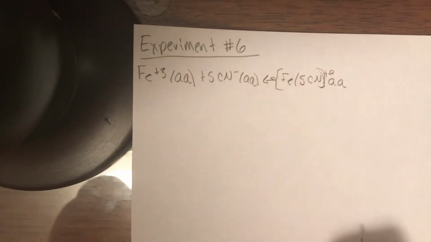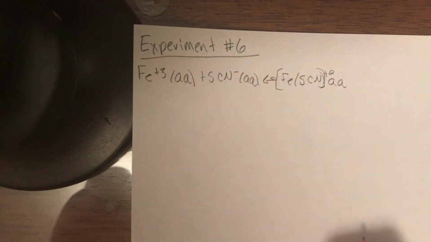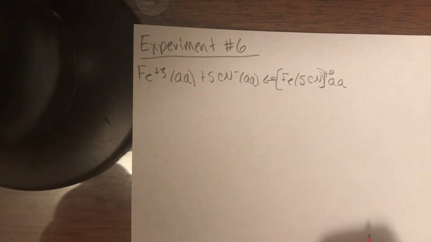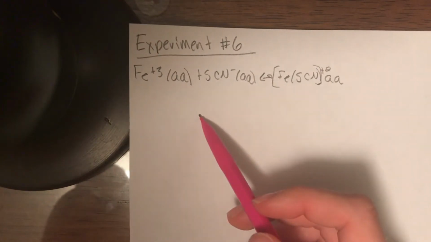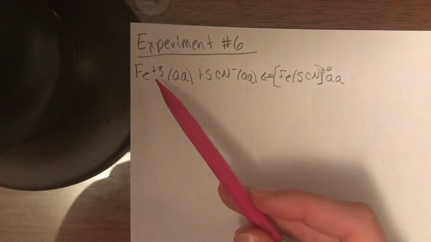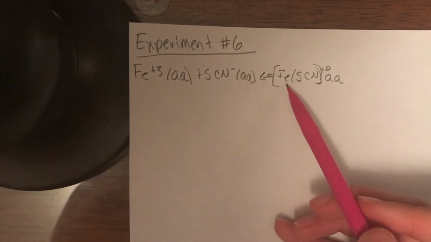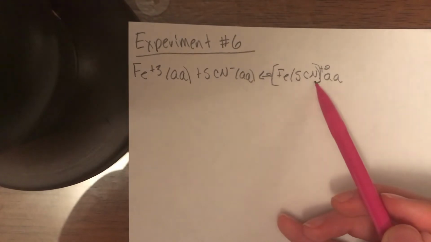The objective of this experiment was to see how changes to the product and reactant concentrations affected chemical equilibrium. The first reaction we looked at had the equilibrium net ionic equation: Fe3+ aqueous plus SCN- aqueous goes to FeSCN2+ aqueous.